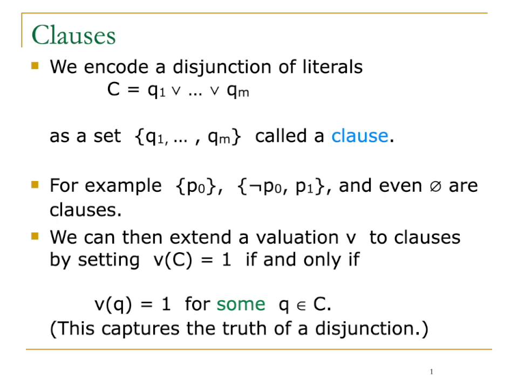We can then extend the concept of evaluation to clauses by setting that the value of the clause C under valuation V is 1 if and only if V of Q is 1 for some Q in C. So the idea is that this captures the truth of a disjunction. It is enough for a disjunction C to be true as long as one of its disjuncts is true.